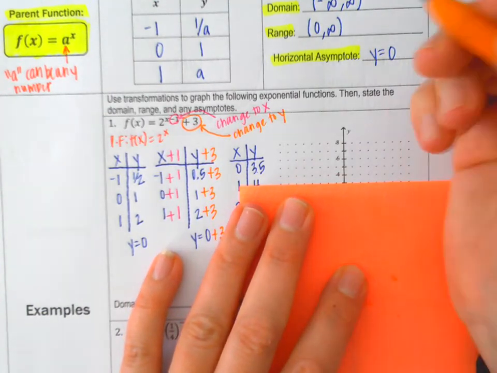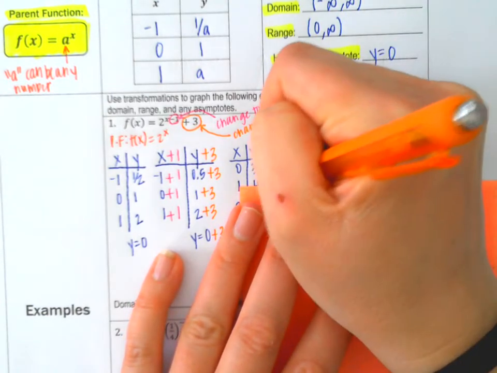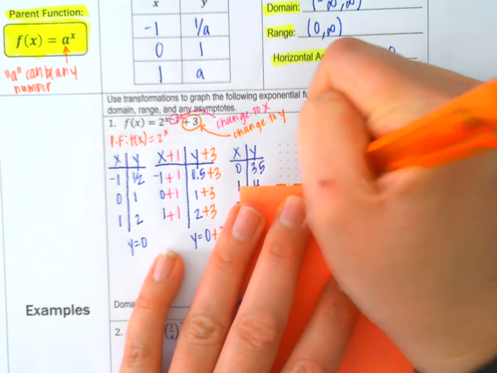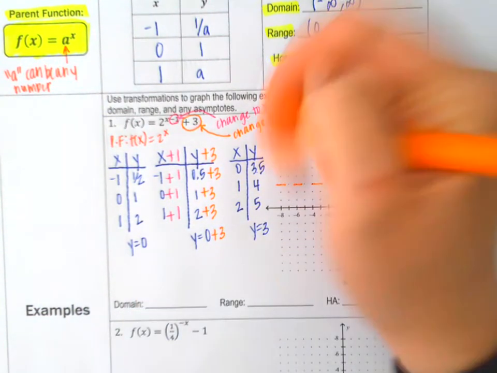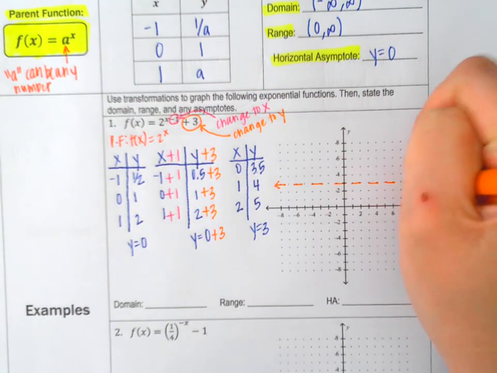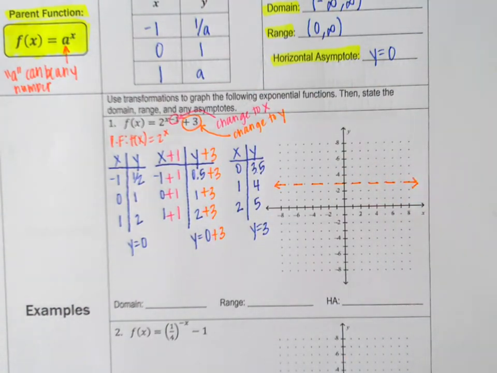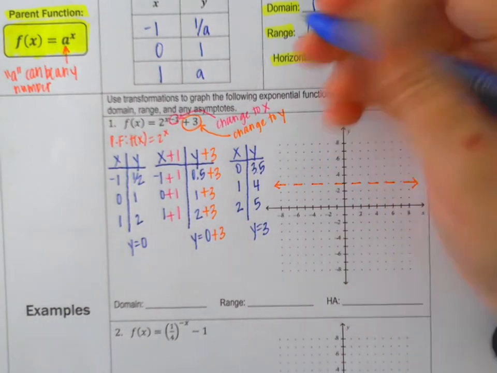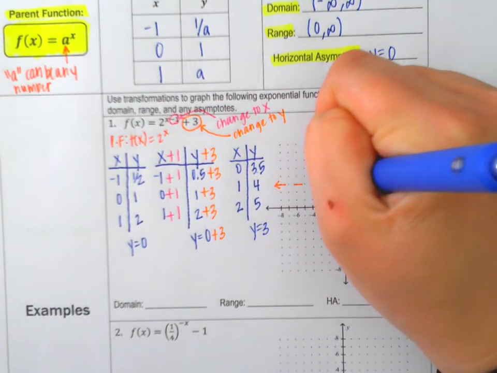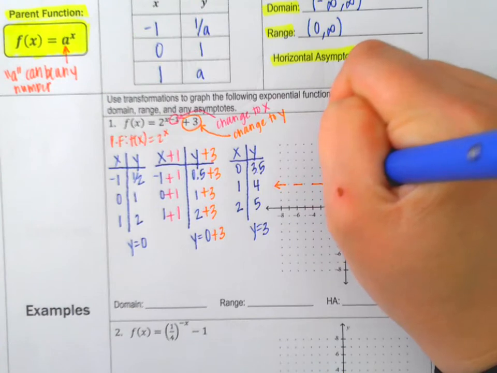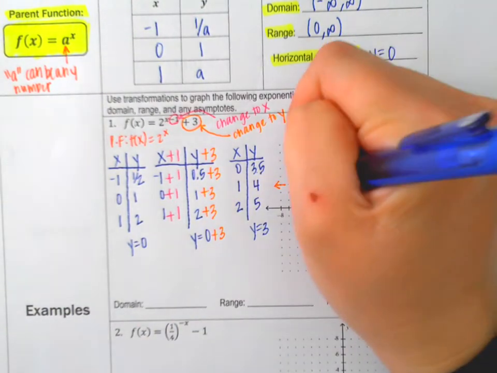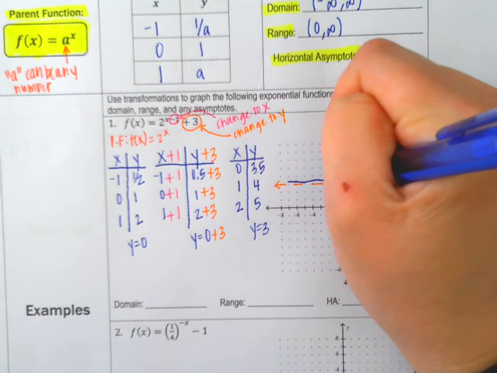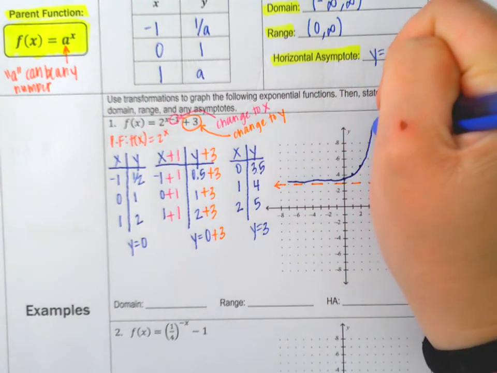Okay, so y equals 3 is here. I'm always going to draw my asymptote first, so I don't go below or above that line, depending on where the graph falls. Okay, so 0 is at 3.5, 1 is at 4, and 2 is at 5. And then it's always going to be this curve like that.